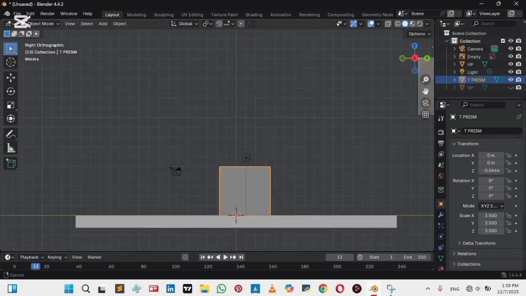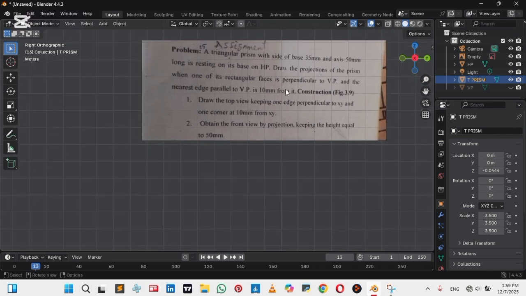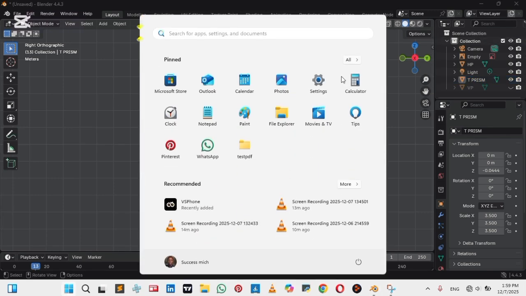Now let's continue the question. Draw the projection of the prism when one of its rectangular faces... Remember I showed you what a face is. So remember the faces I showed you. It's saying that the rectangular face is perpendicular to the vertical plane.